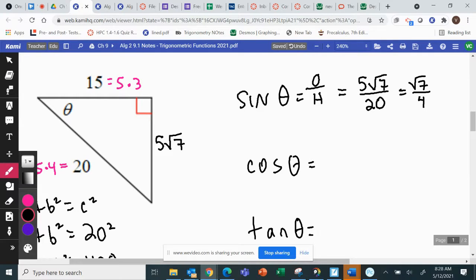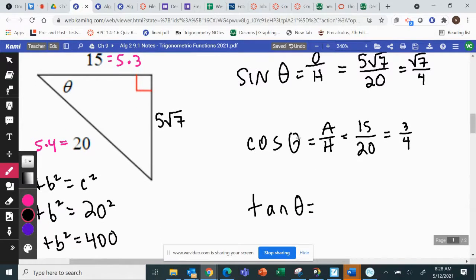All right, so going back to cosine, Amar, what is cosine? Adjacent over hypotenuse. Okay, so we do the adjacent, which is touching theta, 15, over the hypotenuse, 20. That does reduce to 3/4. And then our tangent. Aya, what's the tangent? Good. Opposite over adjacent. So our opposite, we've already said, is 5 square root 7. Our adjacent, we've already said, is 15. That does reduce to square root 7 over 3.